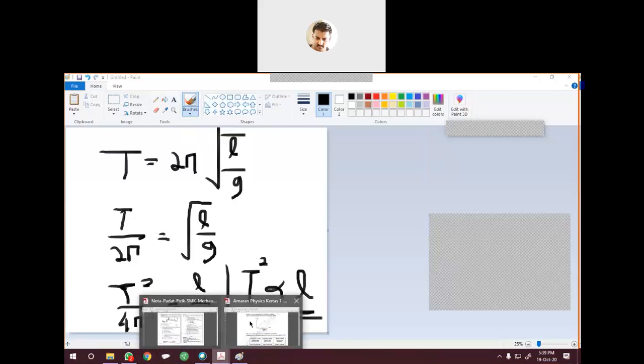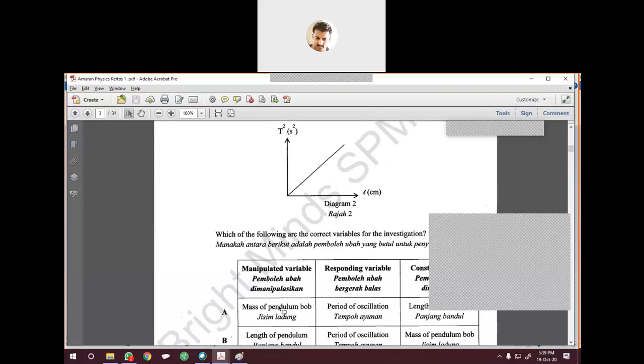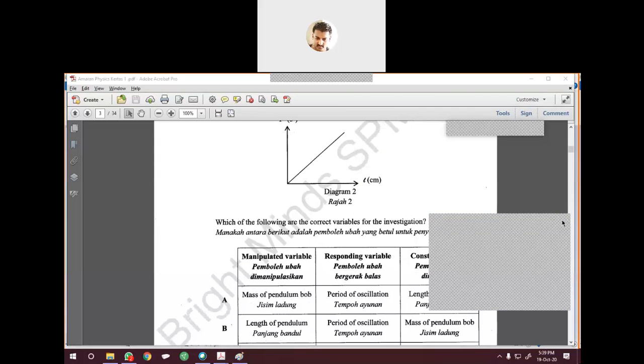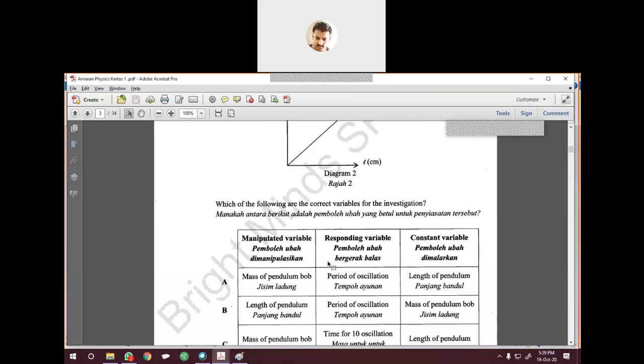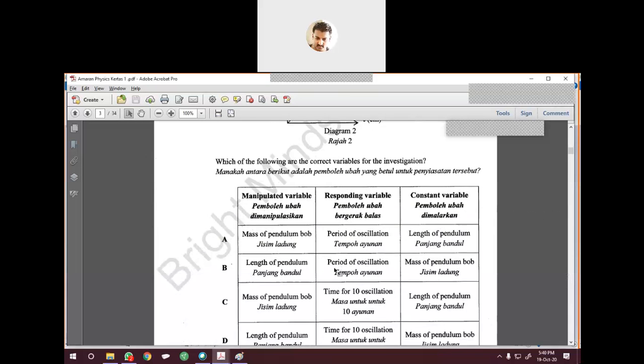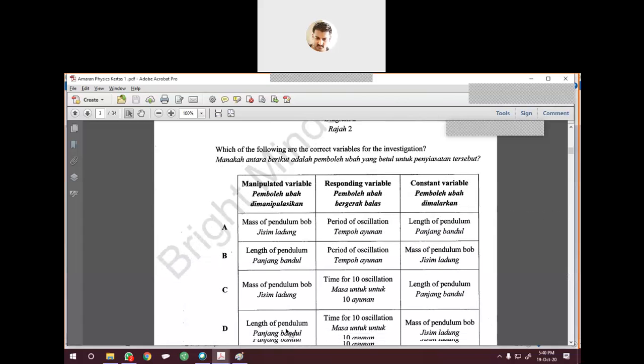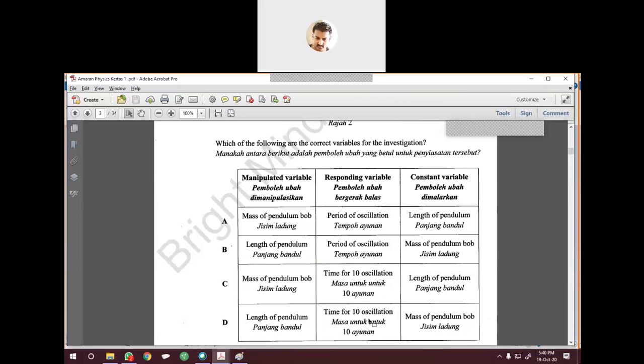Listen now. Now the question. Which of the following are correct variables for the investigation? So the one which is being manipulated is which one? The length of the pendulum. So the time of oscillation is the one measured. What is constant? The mass of the pendulum. So the answer is D.